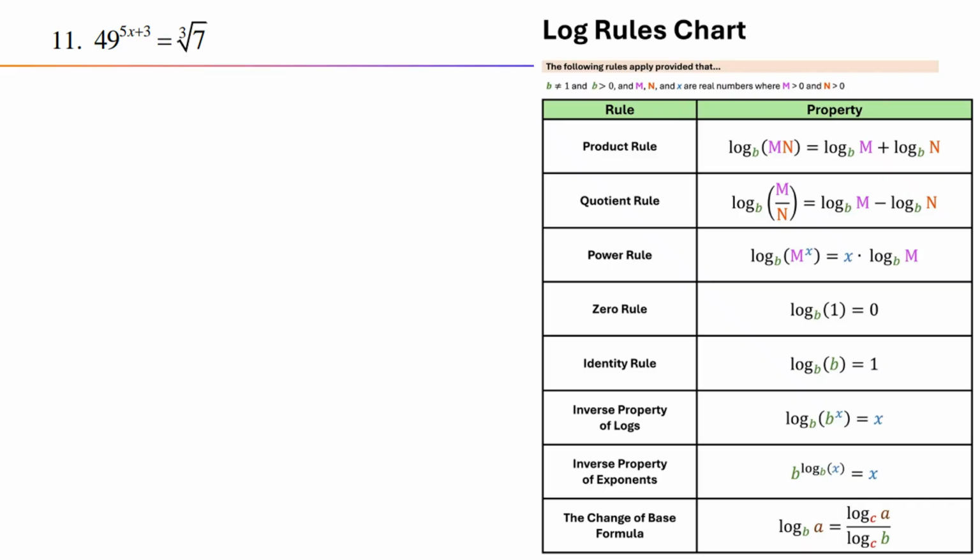So in these questions, when we see 49, we think about base 7. Okay, 7 to the power of 1 is 7. 7 to the power of 2, that's 49. So know your squares chart, okay, from 1 to 20. So I will rewrite 49 as 7 squared. 5x plus 3 equals 7 to the power of 1 over the root is 3.